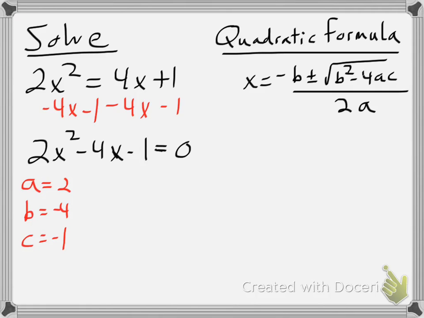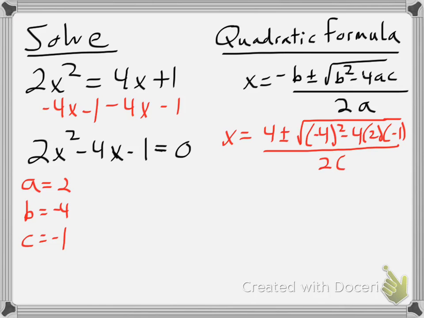So putting them into my formula, I'll have x is equal to the opposite of b. Now since b is negative, this becomes a positive 4, plus or minus the square root of b squared, so negative 4 squared, minus 4 times 2 times negative 1, all over 2a. So my first step is to substitute properly. Next I will simplify.